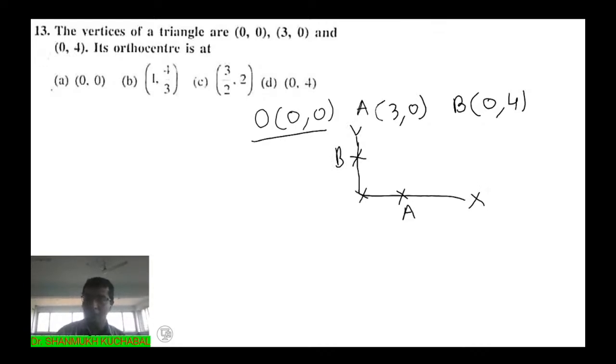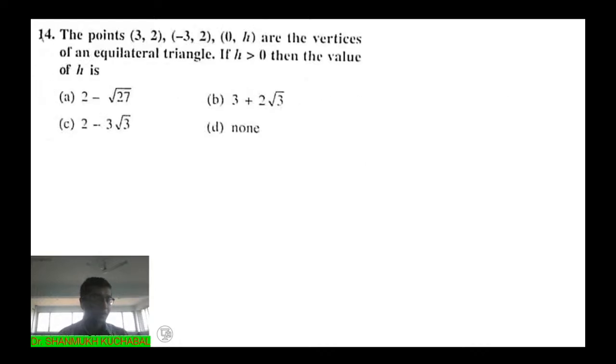Then this is the origin. See, here it will make a 90 degree angle. Therefore, we can justify that the orthocenter is the origin. It is (0, 0) because O, its coordinate is (0, 0). Therefore, option A, (0, 0), is the right answer. Okay, we'll move to the next example.